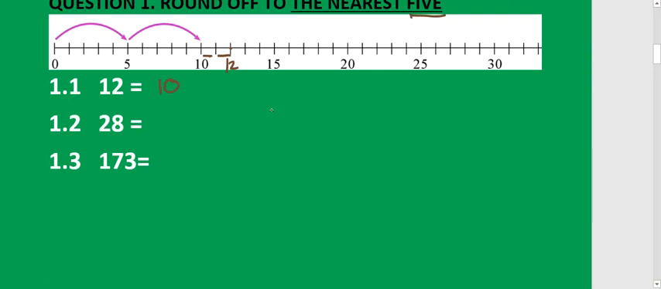What about 28? 28 is between which two multiples of 5? Obviously, 28 is between 25 and 30. 28 would be there, and we can see that it's closer to 30. Only 2 steps to 30. 173 is between 170 and 175. Remember, we're using multiples of 5 because we are rounding off to the nearest 5. And 173 is closer to 175. Okay, let's move on.